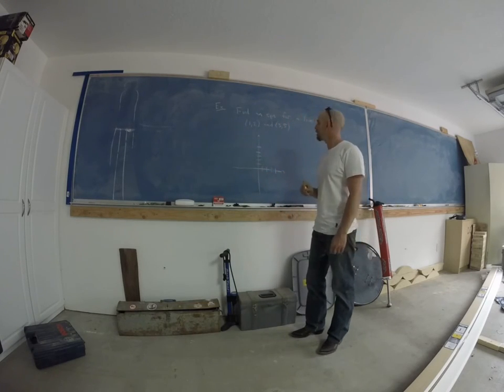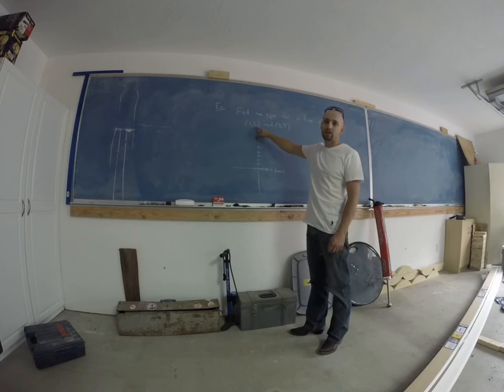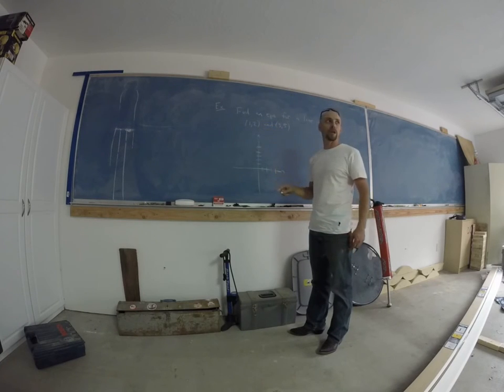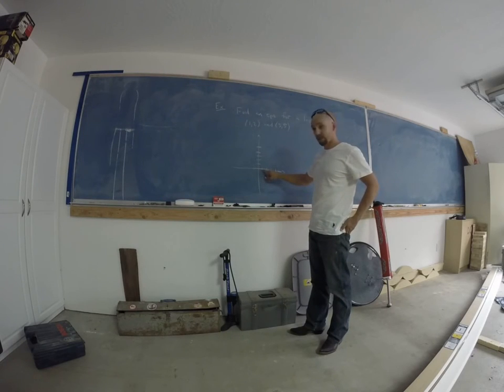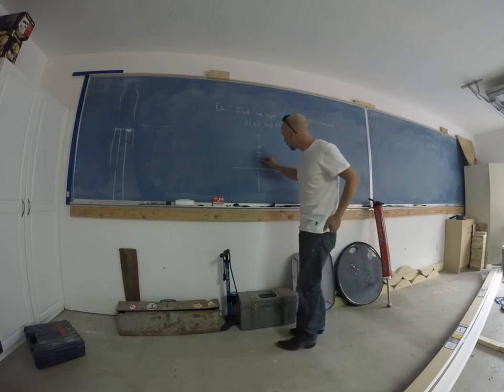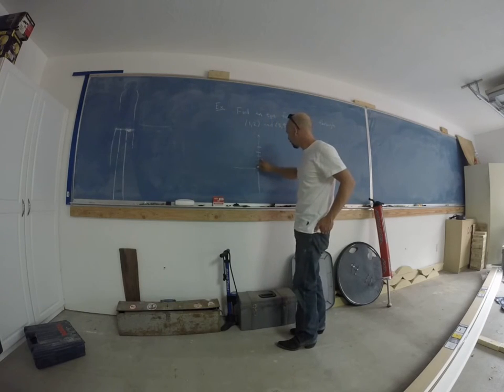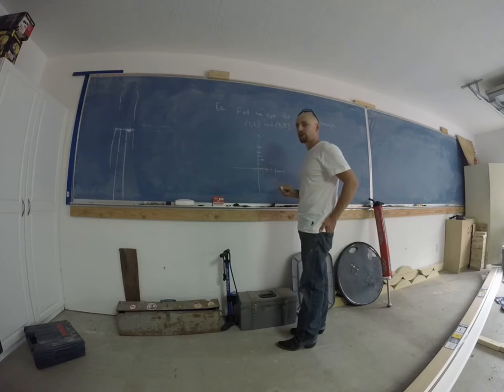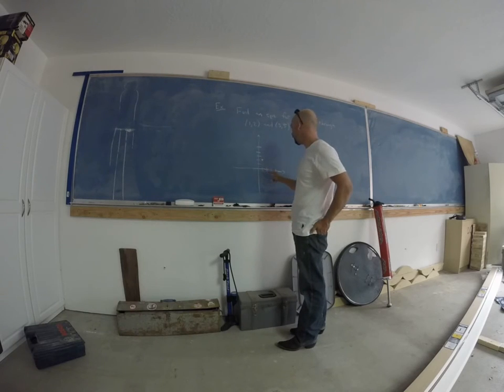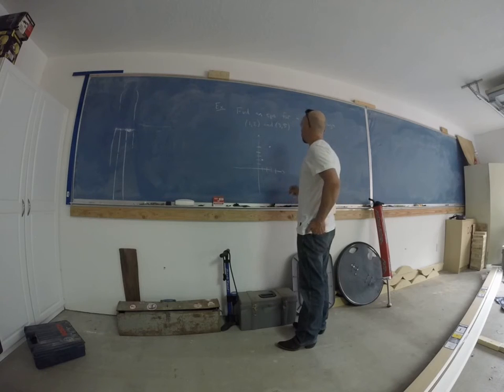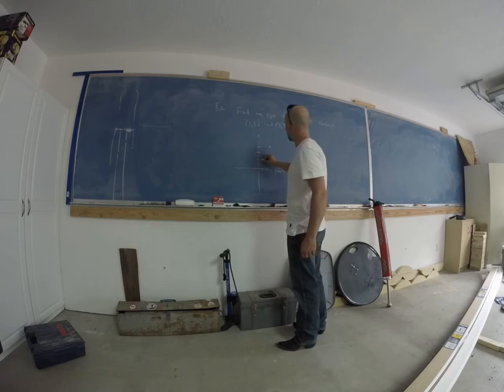Okay, so let's see. I want to graph the point 1, 2. So how do I do that? I should go over 1 unit, right? And then up 2. So here's the point 1, 2. Okay, now I should graph the point 3, 5. So I go over 3 units, up 5 units. So I get my point 3, 5 here. Now, I should be able to draw a line between those. Okay, so I do that.